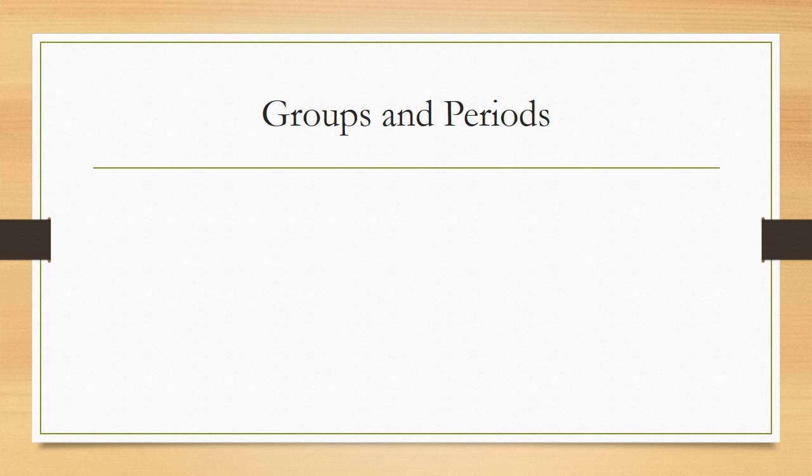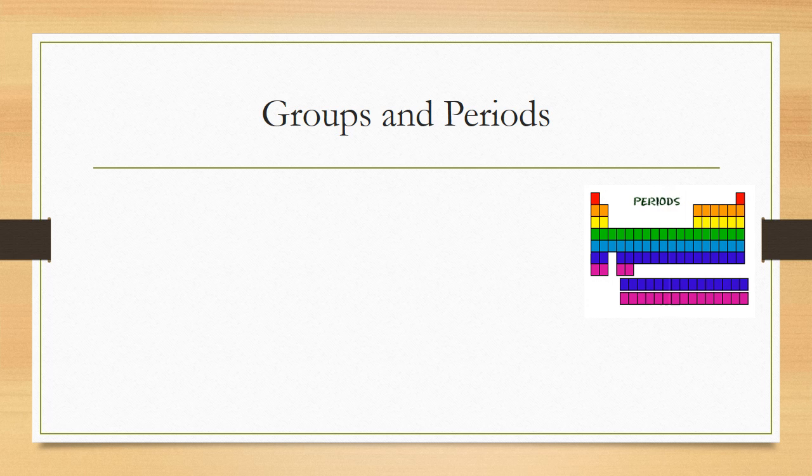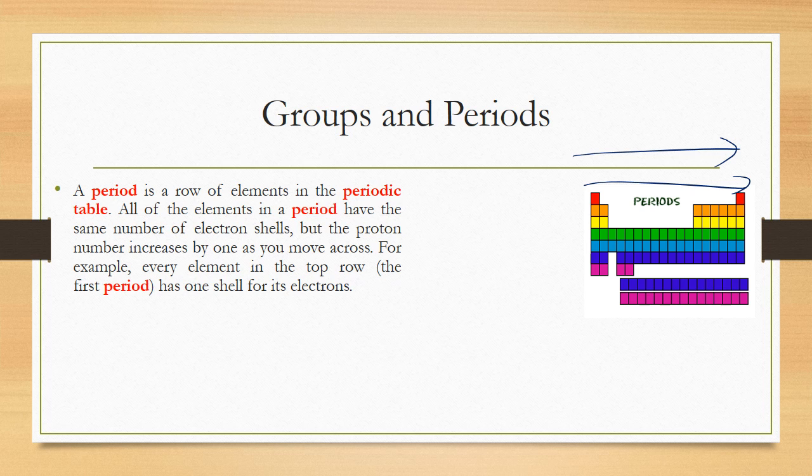Okay, so now we're going to look at the periodic table in a bit more detail and look at something called groups and periods. Okay, so the periods are the ones that go across. So a period is a row of elements in the periodic table. All the elements in a period have the same number of electron shells, but the proton number increases by 1 with every element as you go across.